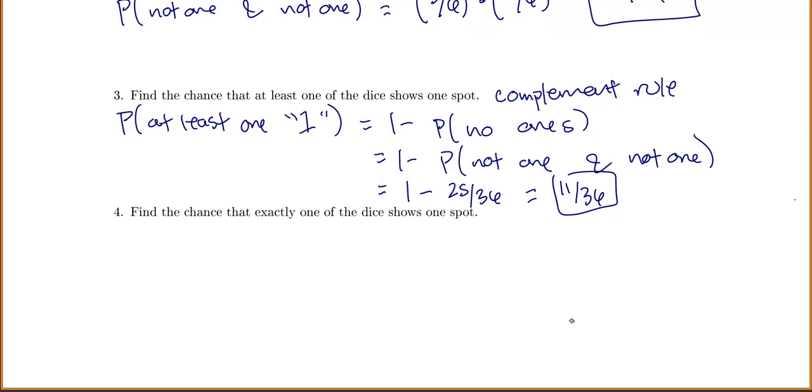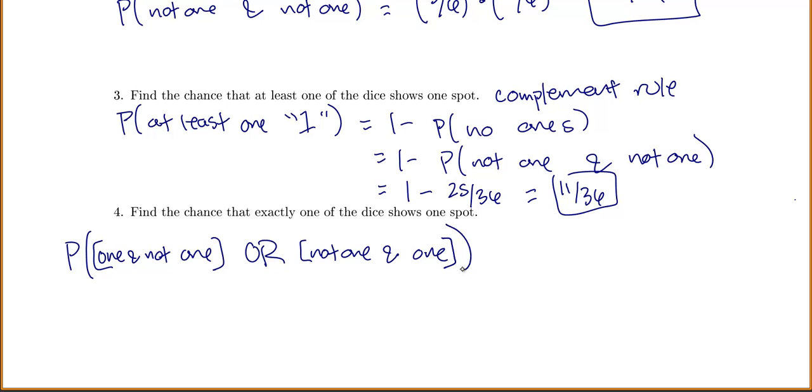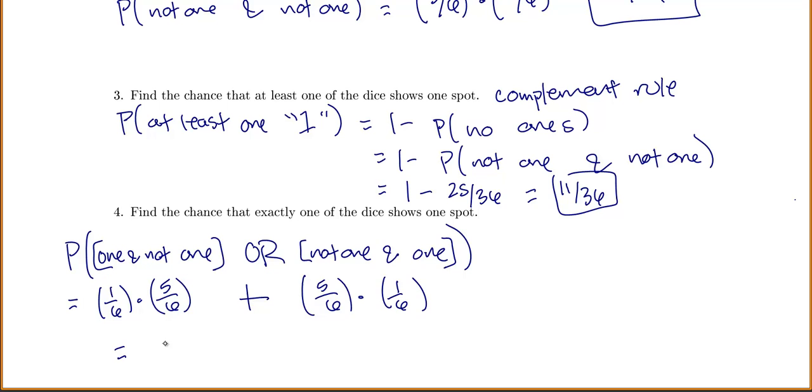And number 4, find the chance that exactly one of the dice shows 1 spot. Well, how can you get exactly one of the dice showing 1 spot? There are 2 options. You can get a 1 and not 1, or you can get a not 1 and a 1. Now remember, we're going to multiply for ands and add for ors. So to get a 1 and not 1, that would be 1/6 times 5/6, plus for the or, not 1 is 5/6, and 1 is 1/6. And this gives me 10 out of 36.